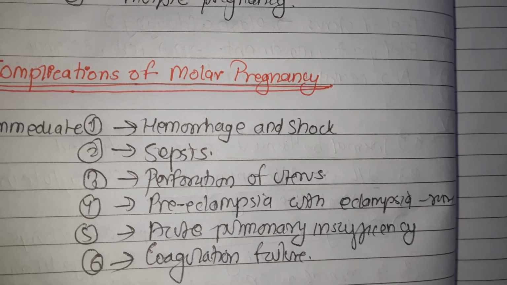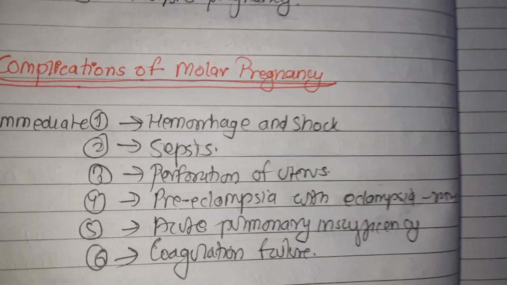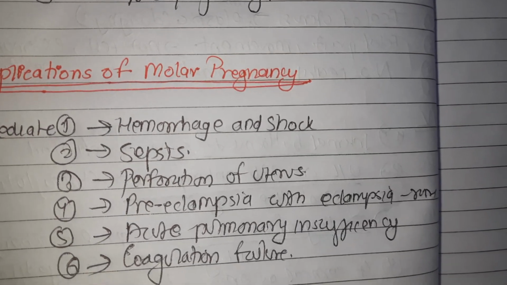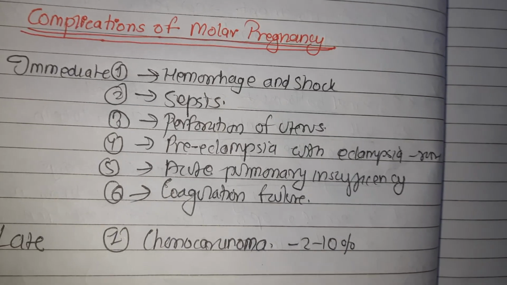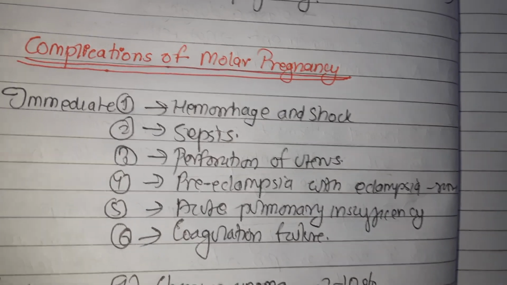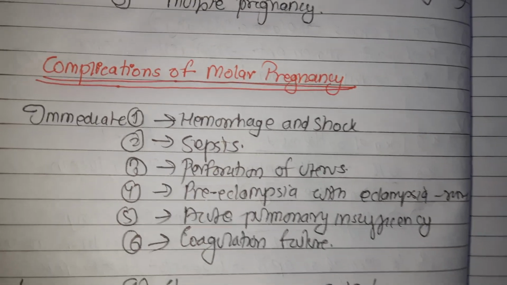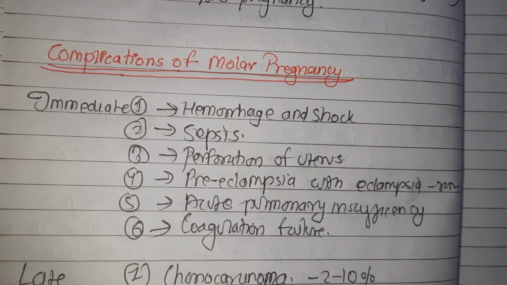The symptoms usually begin within 4 to 6 hours following evacuation. Coagulation failure can occur due to pulmonary embolization of trophoblastic cells, as they cause fibrin and platelet deposition within the vascular tree. So that was all. And in the late case, the development of choriocarcinoma following hydatidiform mole ranges between 2 to 10%.